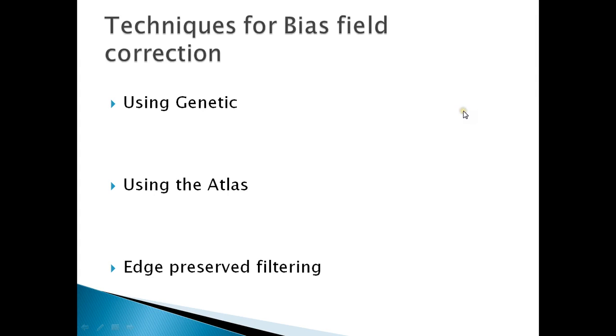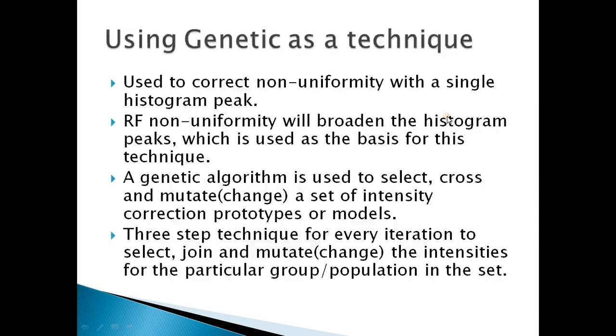So there are three techniques we'll be using for bias field correction. One is using genetics, one is using atlas, and edge preserve filtering, which is the simplest of all. So using genetic as a technique, basically this is used to correct non-uniformity with a single histogram peak. The radio frequency non-uniformity will broaden the histogram peaks, so this is used as a basis for the technique. A genetic algorithm is used to select, cross or join, and mutate or change a set of models. I would like to call them intensity correction models.